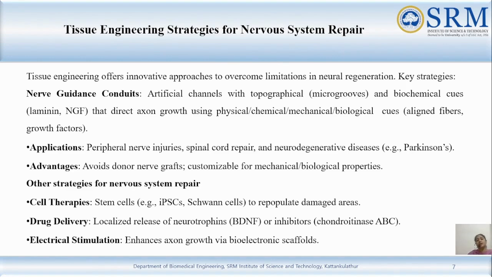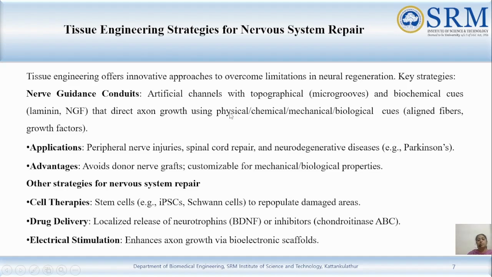There are several approaches that can be used to overcome the limitations found in neuronal regeneration. Some of them have been discussed here. So nerve guidance conduits. Basically you provide an artificial channel. This channel will have topographical micro grooves, so basically small grooves on a material, and the dimensions will be in line with the dimensions of the neurons. In combination, we can also provide biochemical cues. Laminin provides the structural scaffolding for the neurons, and NGF stimulates their development. Using specific growth factors can also help in neuronal growth and direct the axon to grow.